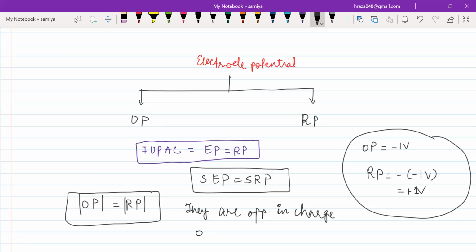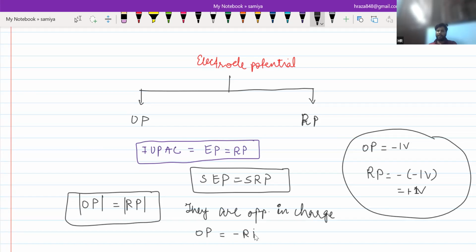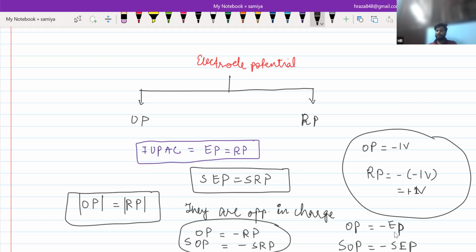Yes, sir. So I can write oxidation potential is minus of reduction potential. So a standard oxidation potential will be minus of a standard reduction potential. Also, oxidation potential will be minus of electrode potential, because electrode potential is equal to reduction potential. So a standard oxidation potential will be equal to minus of a standard electrode potential. Is that clear, everyone? In numericals, we have to be careful. If oxidation potential is given, we need to convert it into reduction potential.